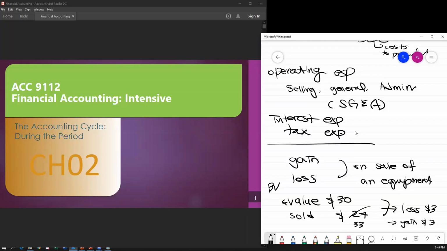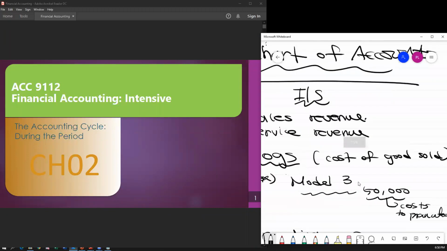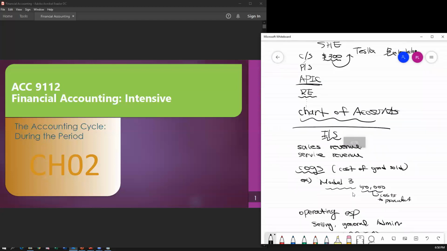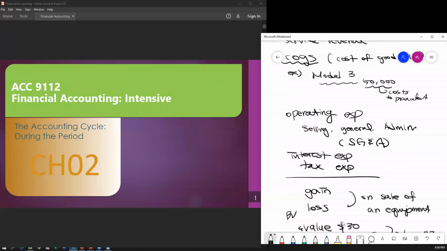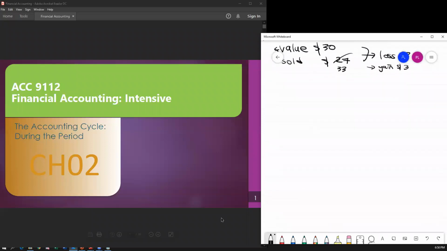Any other questions? Okay. So these are some of the things that I wanted to touch upon or explain before we get into the actual concrete materials for chapter 2. For chapter 2, we're going to be learning how companies record each type of transaction that I just explained for the past 45 minutes.